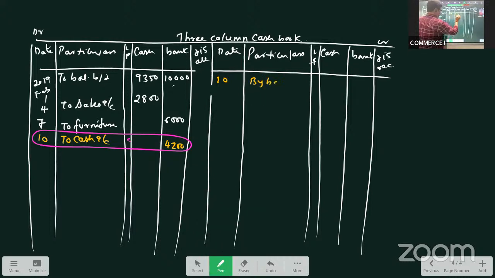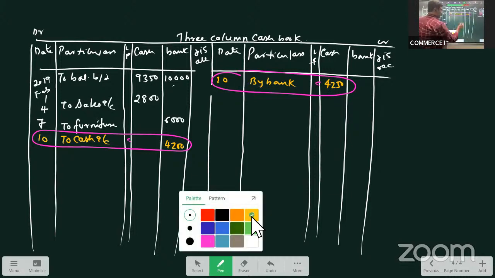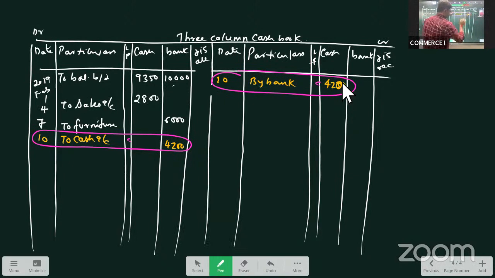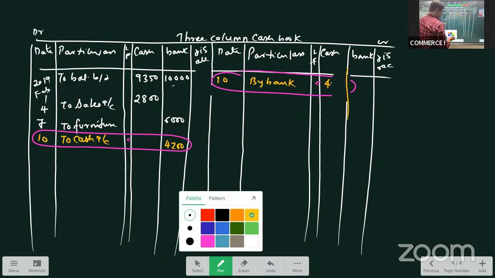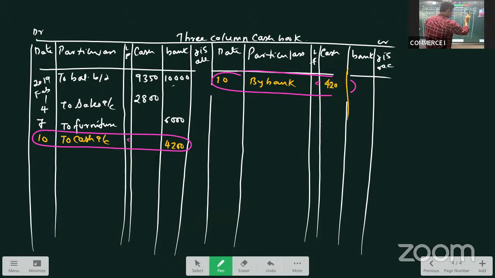bank, amount in the cash column. Just have a look at this. To cash, 4,200. By bank, 4,200. Okay. Both on the debit side and credit side.